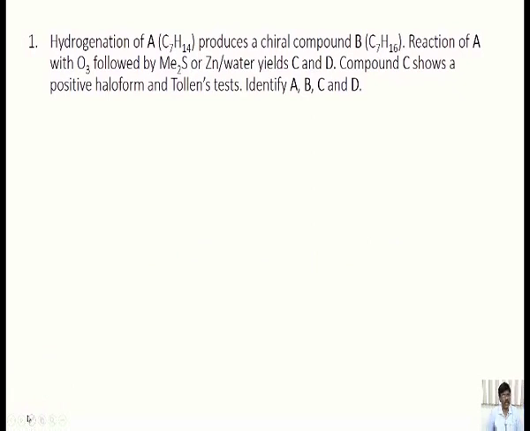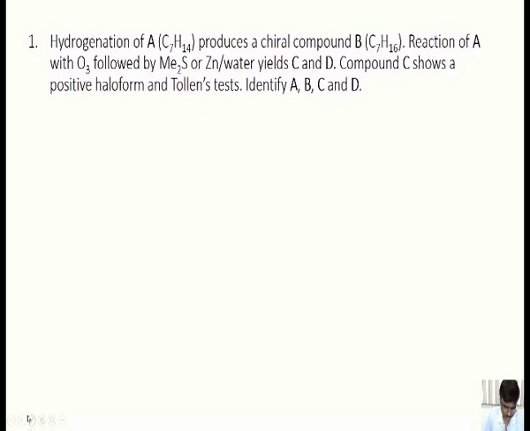The first one involves hydrogenation of compound A having molecular formula C7H14, which produces a chiral compound B with molecular formula C7H16. Reaction of compound A with ozone followed by dimethyl sulfide or zinc in water produces compounds C and D. Compound C shows a positive haloform and Tollens test. Identify A, B, C and D.